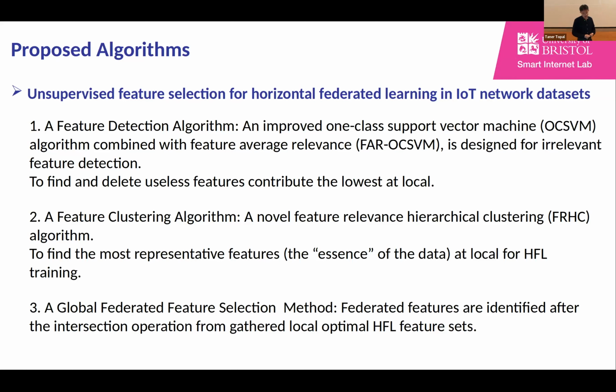The second algorithm is the feature clustering algorithm. It's a kind of hierarchical clustering. We can find which group of features is the essential part that belongs to the overlap, or which features can represent the whole characteristic of the data set. And the last step is global federated feature selection. Now we have the optimized feature sets of the distributed data sets. All we need to do with these features is an intersection operation to find the overlapping part.